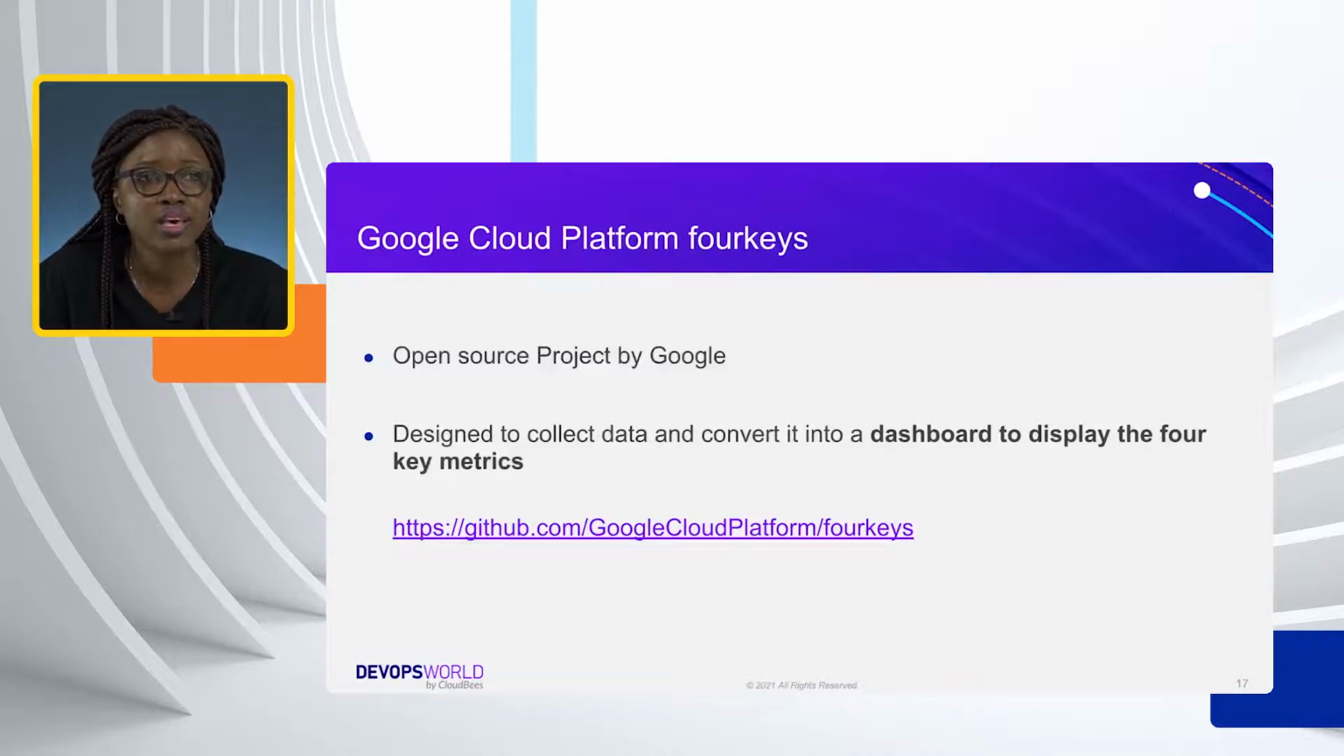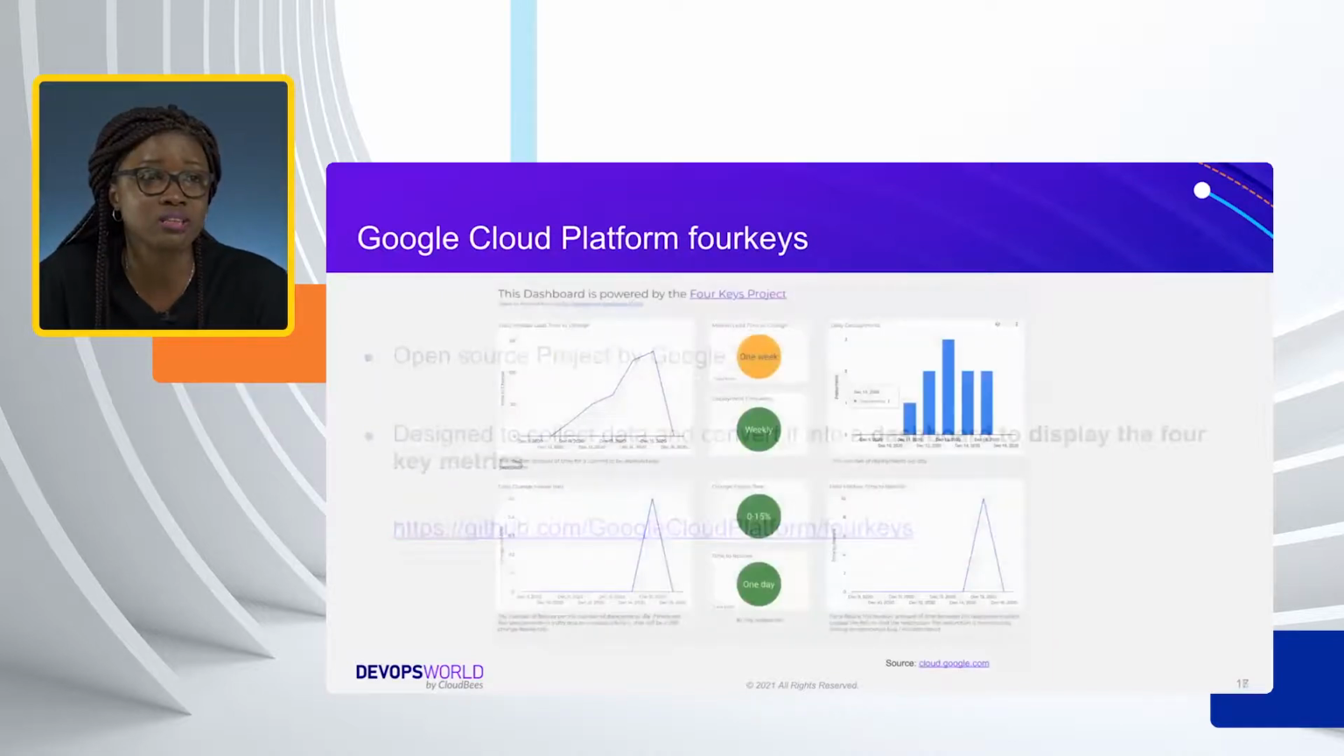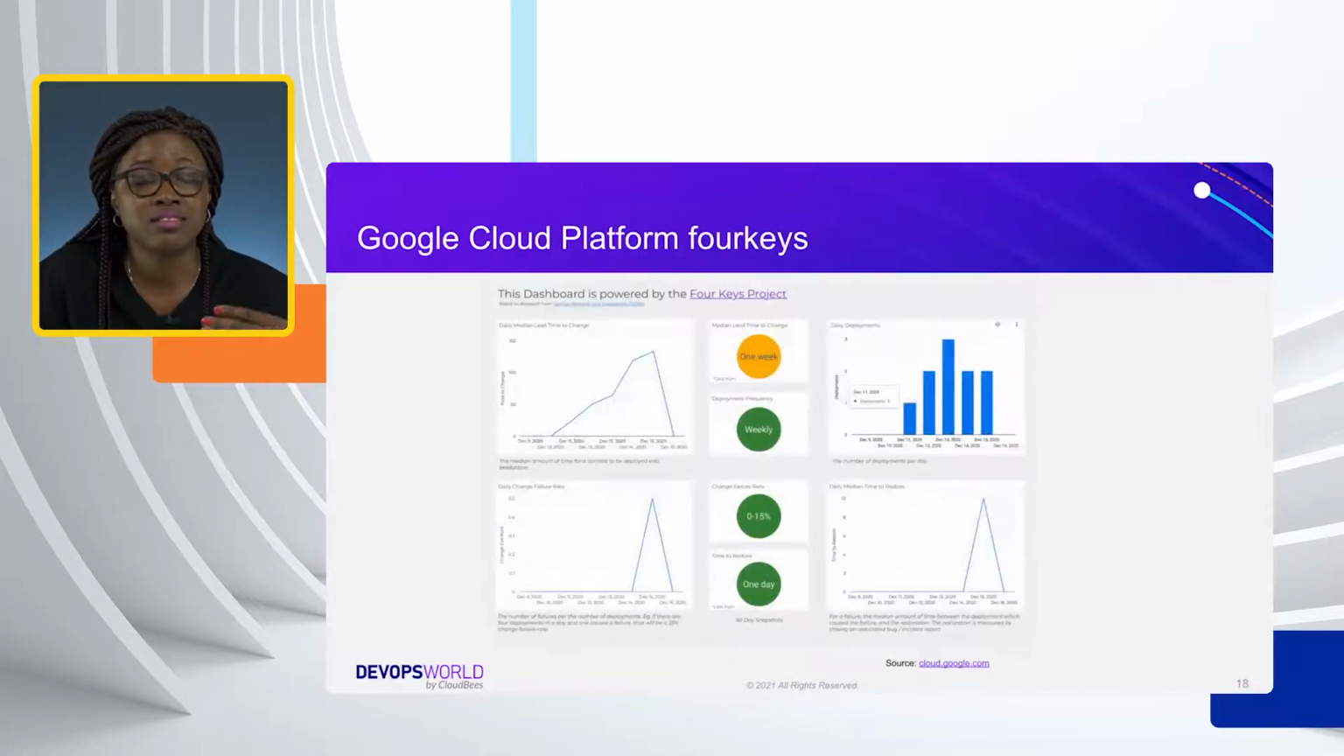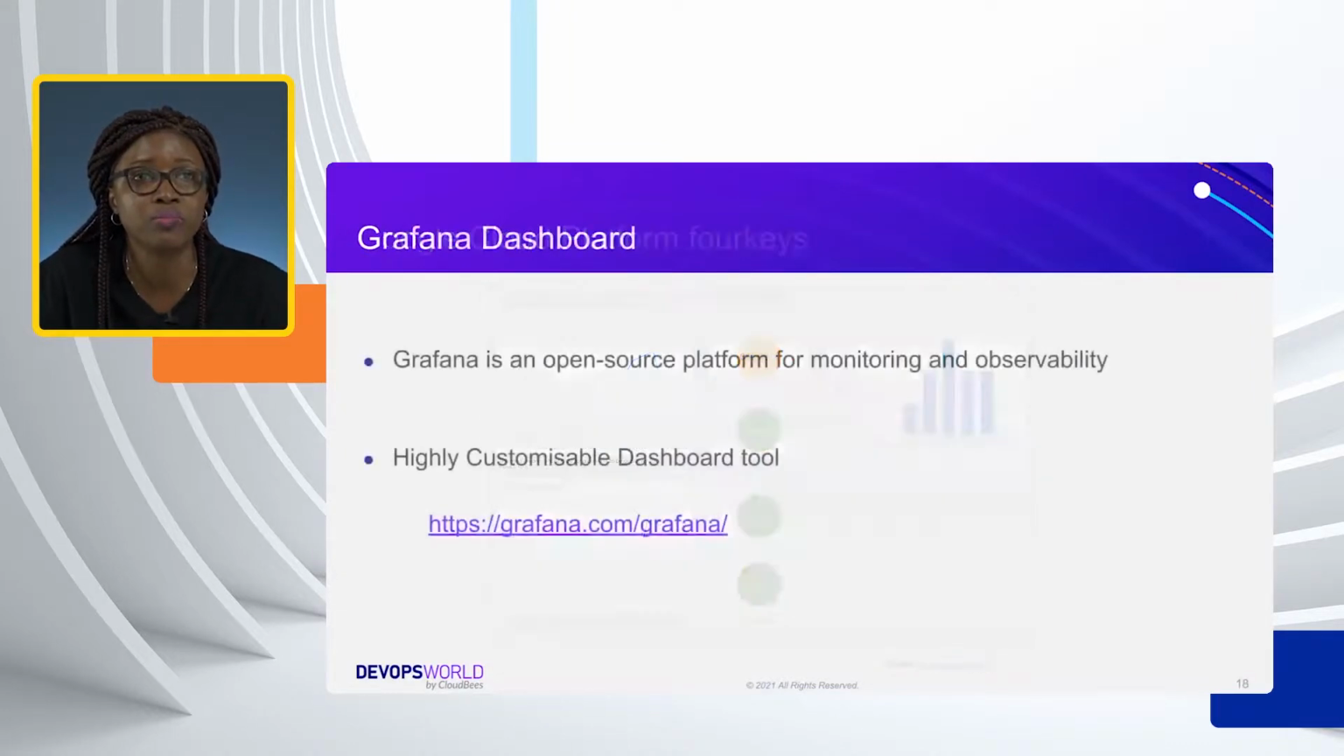You can get started by checking out the GitHub repo and cloning it. The setup script and the method to set it up are all in the GitHub repo. It gives you a fantastic dashboard that shows you all the four key metrics. The setup script will get you started once you look at the GitHub repo.